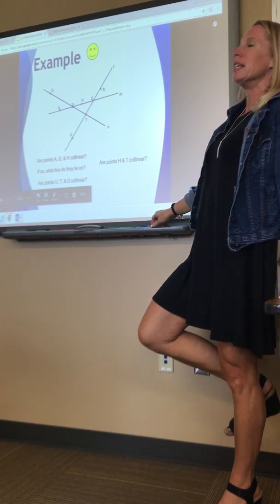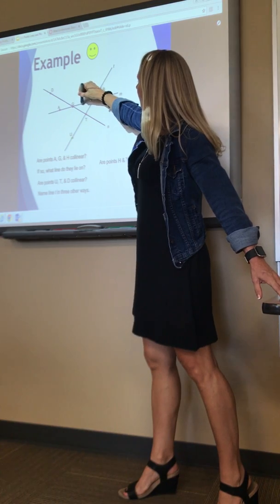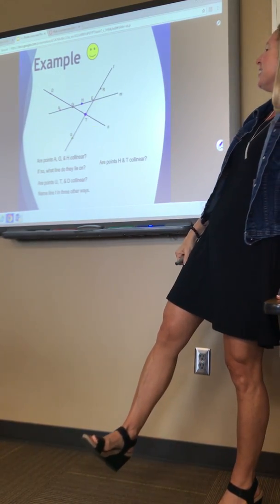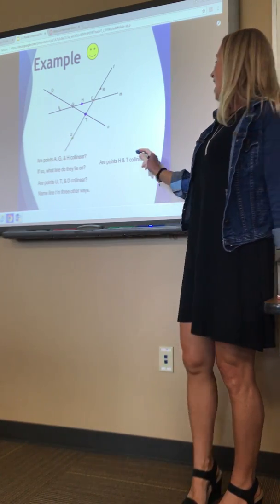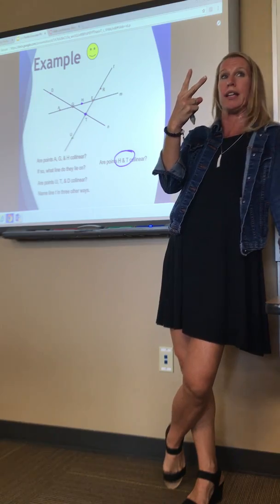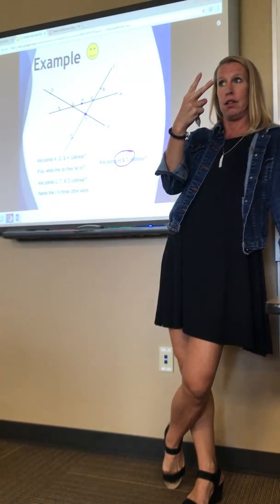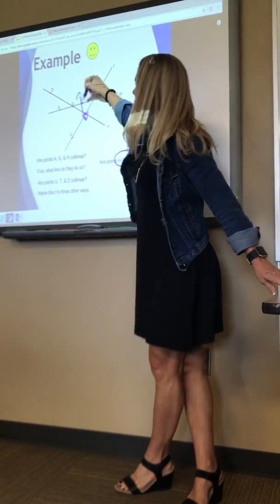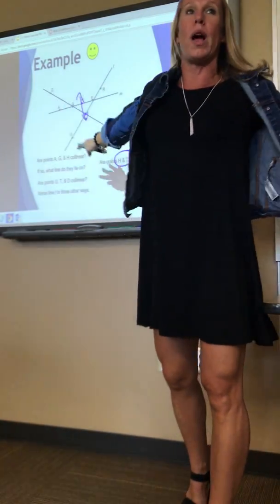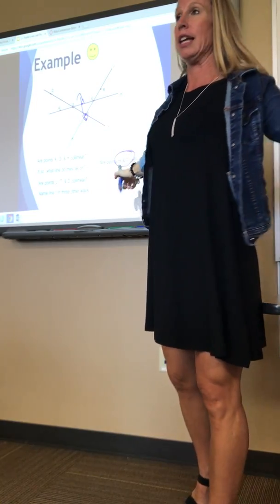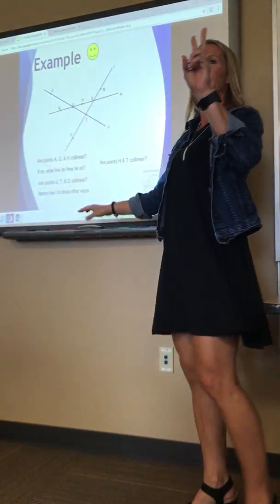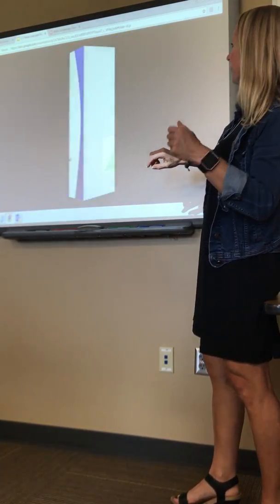Okay, are points H and T collinear? Oh, they're not even... Okay, if I give you 2 points, 2 points are always collinear. How come? Because you can always connect them. So 2 points are always collinear. It's when you get into 3 or more that you have to be careful. So 2 points, always collinear.